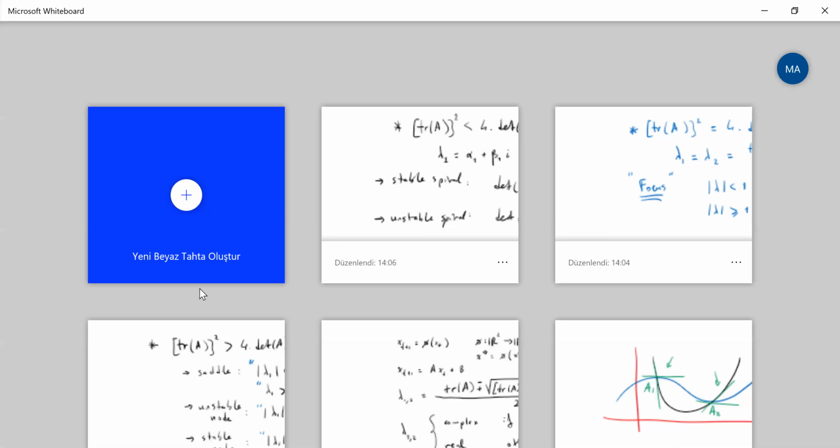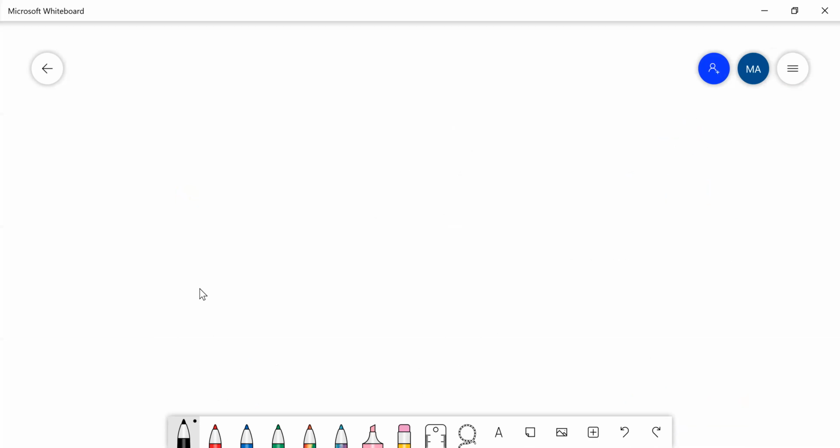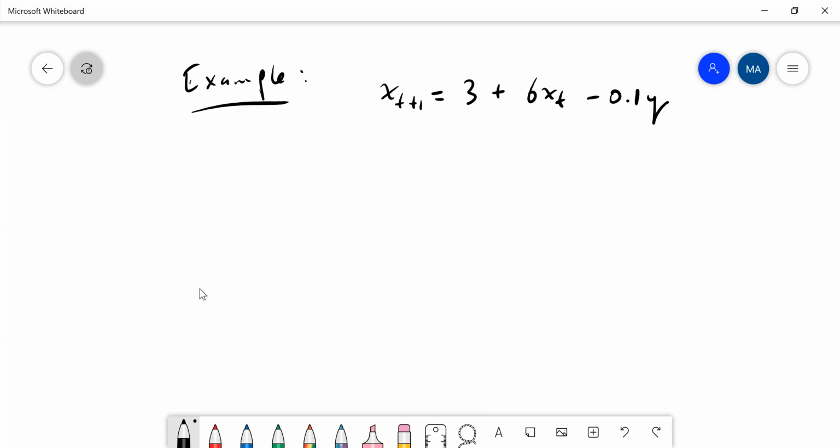So let me give you one very simple example first, and then I will give you a 3x3 system. So again, this is an example. Just work on it. So the system is x_{t+1} = 3 + 6x_t - 0.1y_t, and y_{t+1} = -0.1x_t + 2y_t - 5. Okay.